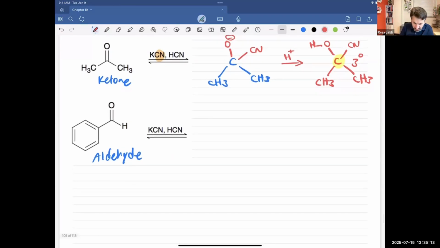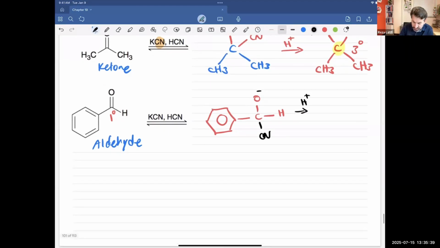Now, aldehyde, we have a primary carbon there. And so the primary carbon is supposed to give me a secondary alcohol. Let's see how we can get it. Again, first step, it will be similar to the ketone. We have a cyanide there. Now we have a negative charge here, plus H plus. That's going to give us a final product, which is going to be this one.